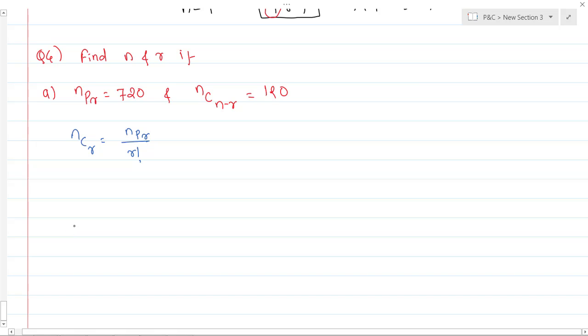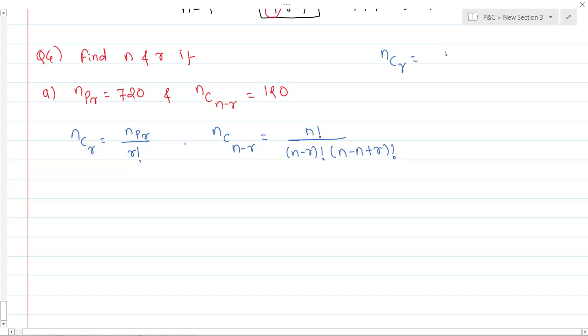So what I can write here is, in this question, let's take this one, nCr. So nC n minus r is equals to n factorial divided by n minus r factorial into n minus (n minus r) factorial. Did you understand this? Sir, please tell this once again. See here, what is the definition of nCr?